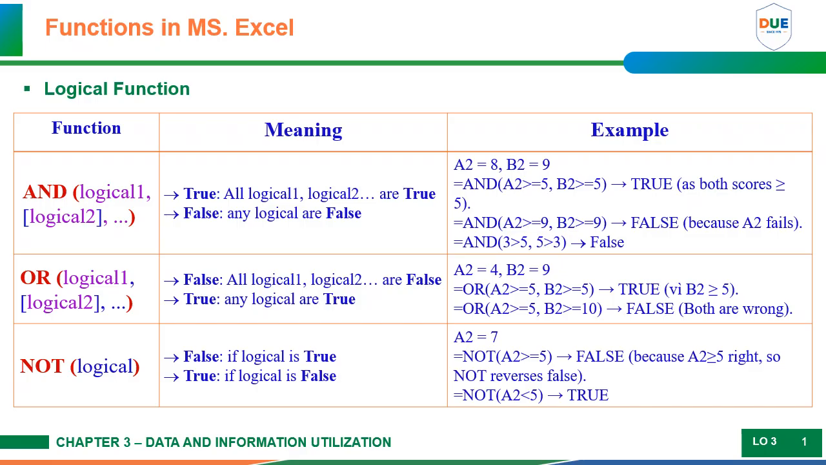The NOT function reverses the logical result. If the condition is true, it returns false. If it is false, it returns true. Example: A2 equals 7. NOT(A2>=5) returns false because A2 greater than or equal to 5 is true, so NOT reverses it. NOT(A2<5) returns true because A2 less than 5 is false, so NOT reverses it.